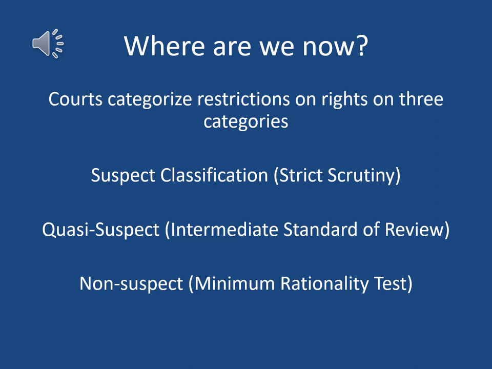Where are we now as a result of the civil rights movement? The courts, with their jurisprudence, categorize restrictions on citizens' rights in three categories. Suspect classification, which requires strict scrutiny from the court and is likely going to end with the court declaring that restriction unconstitutional. Quasi-suspect classifications, which require an intermediate standard of review.